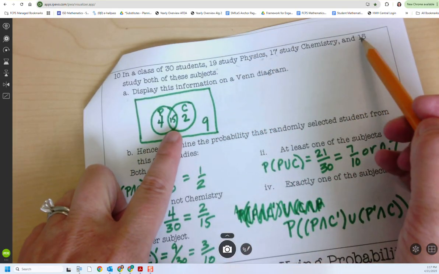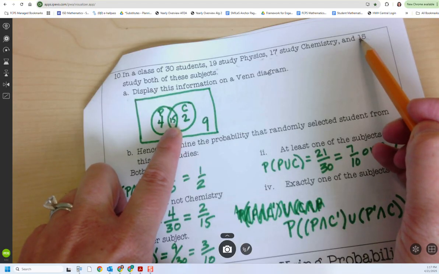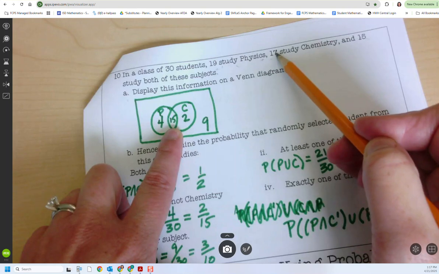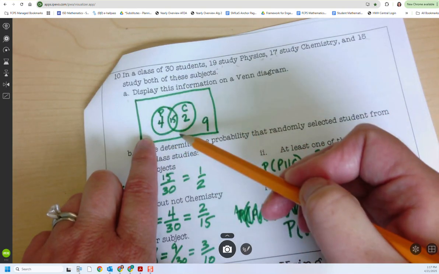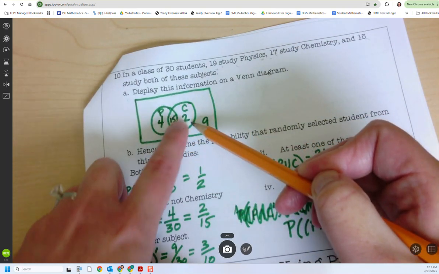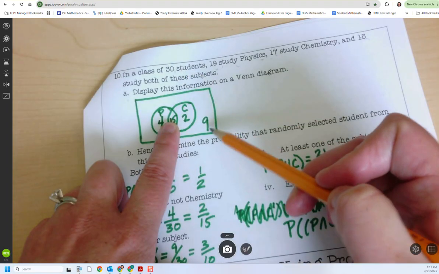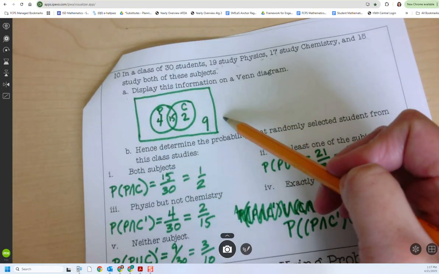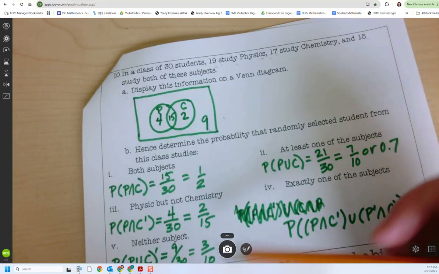So we started by putting the 15 that study both in the middle, and then I know 4 more study physics and 2 more study chemistry. Now this adds up to 21 students altogether, but I know that there are 30, which means there are 9 out here. Now that you have your Venn diagram right, you can answer these problems.